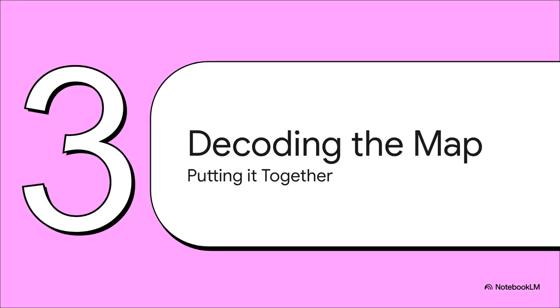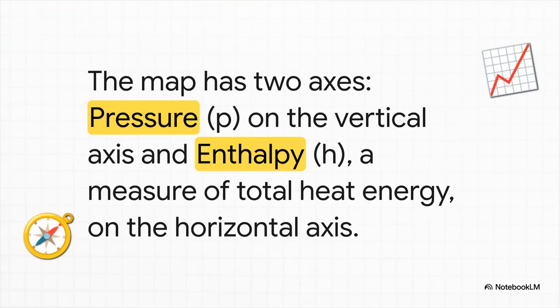Okay, moment of truth. We have our two keys. We get that there's sensible heat and latent heat, and we know that pressure is our control knob for the boiling point. With those two ideas in our back pocket, we are finally ready to go back and decode that engineer's map. So every map needs a legend, right? Let's start with the basics.